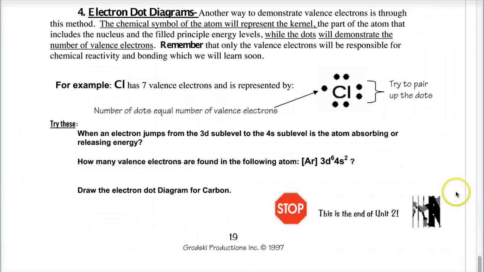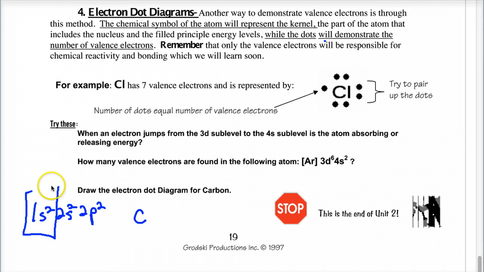Now the last thing that we're going to do is electron dot diagrams, and very simple. The dots are valence. So for carbon, carbon is 1s2, 2s2, 2p2. This is filled, so there's 4 valence electrons. I do 4 dots. Where you put them, not really important.